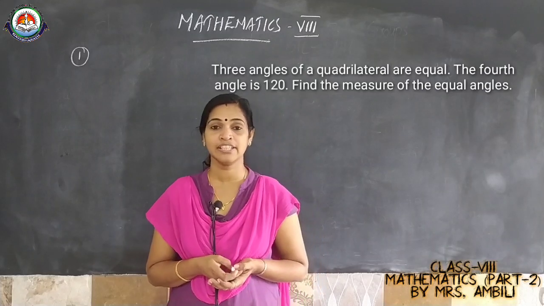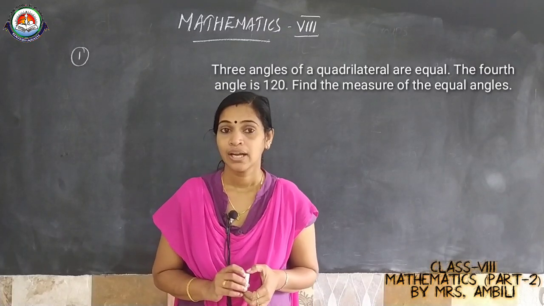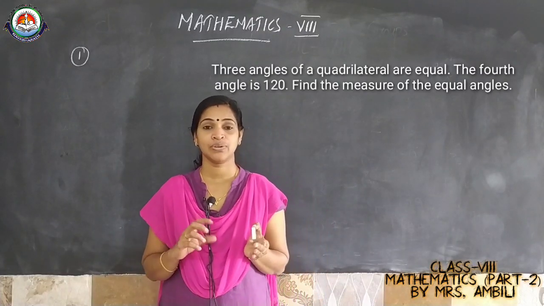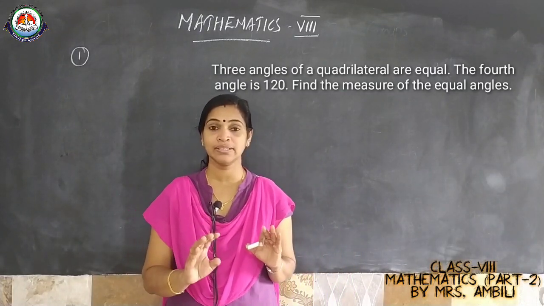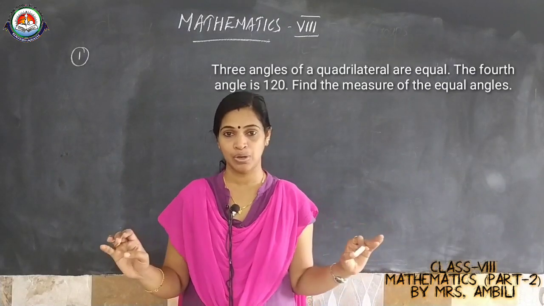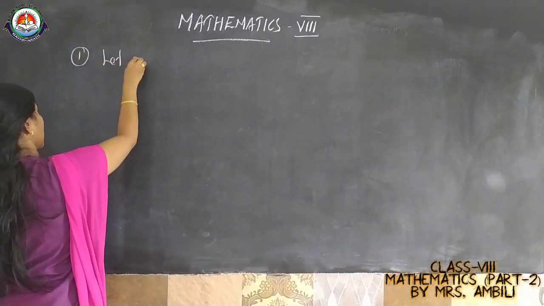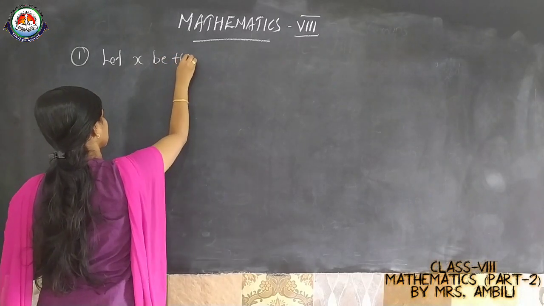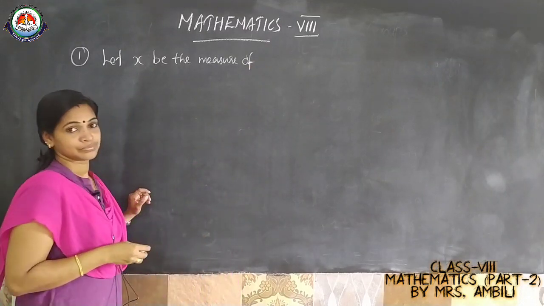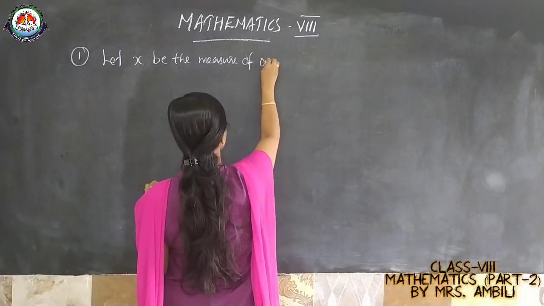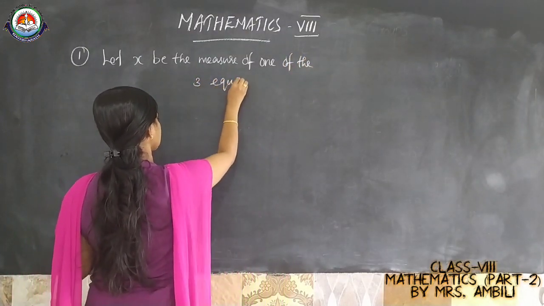So, only one angle is given. All the other angles you need to find out. We know that a quadrilateral has how many angles? 4 angles. So, in that one angle is given, and the other angles you need to find out. And one more thing, it is given that all the other 3 angles are equal. Clear? So, let x be the measure of one of the 3 equal angles.